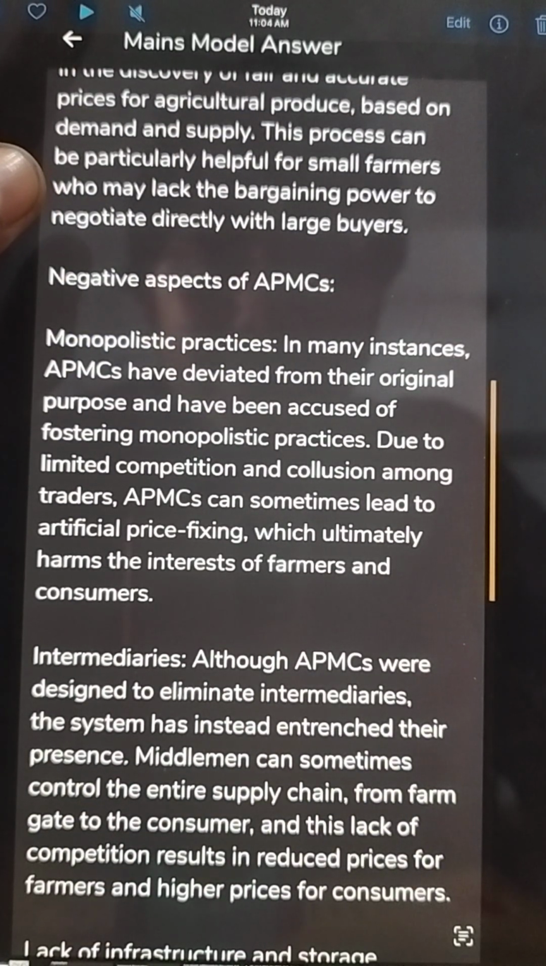Intermediaries. Although the APMCs were designed to eliminate intermediaries, the system has instead entrenched their presence. Middlemen can sometimes control the entire supply chain from farm gate to the consumer, and this lack of competition results in reduced prices for farmers and high prices for consumers.